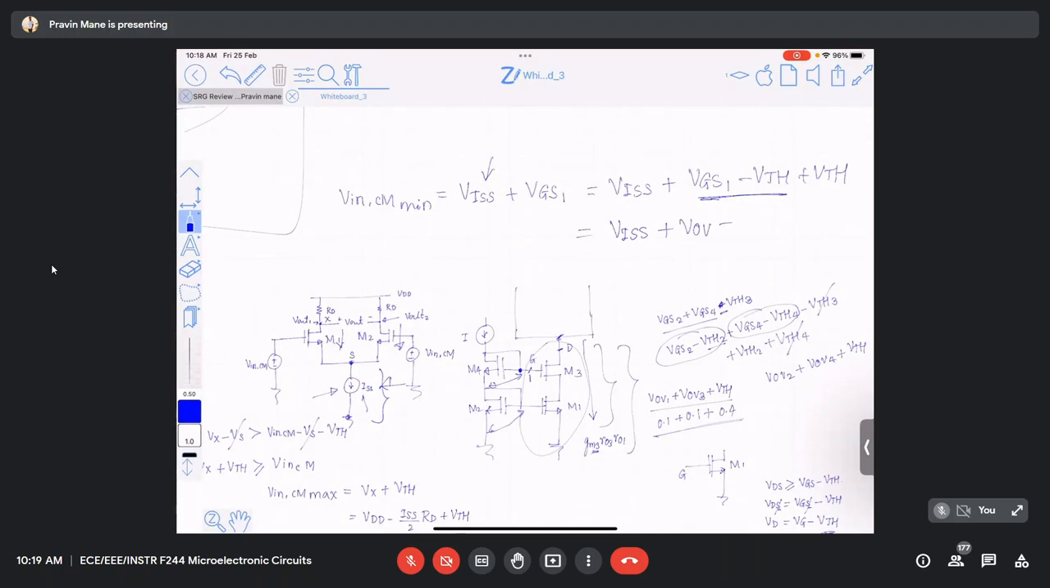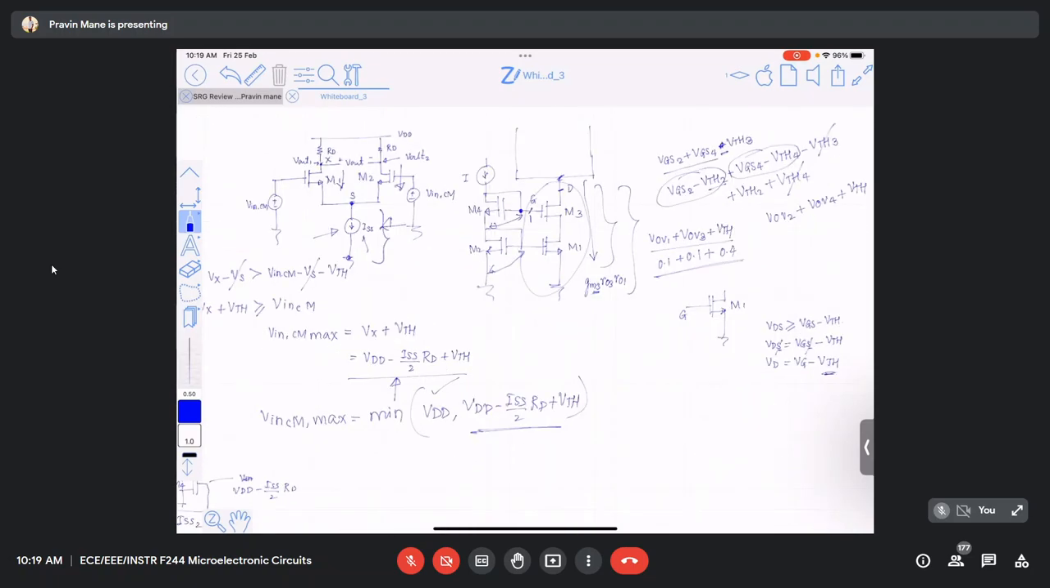V overdrive plus VTH. Now you observe that. I don't like to write it as VGS. I will always be writing it in terms of V overdrive. It is an important quantity. You will see in a design that we assign some overdrive voltages to the transistor, and from that we calculate the size of the transistor. So VOV is a very important parameter for me when I go for a design of any amplifier. So I am writing it in this format.